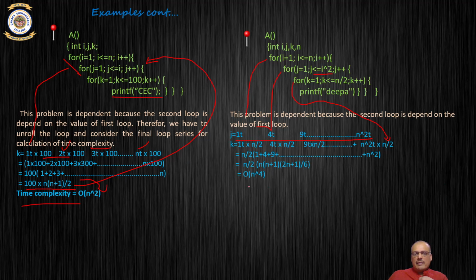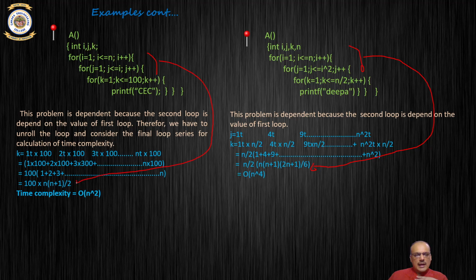So we finally evaluate this, and it comes out to n by 2 bracket n plus 1 plus 2n plus 1 divided by 6. That is the progression for this. Basically these two loops have given me this instead of that. Here it was n bracket n plus 1 by 2 into 100 for this loop. Here this runs n by 2 times, and these two nested loops are put together.